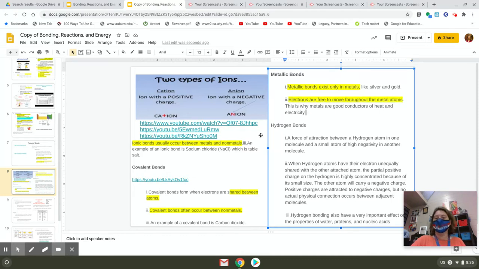All right. Hydrogen bonds. Highlight hydrogen bonds and make it bold.